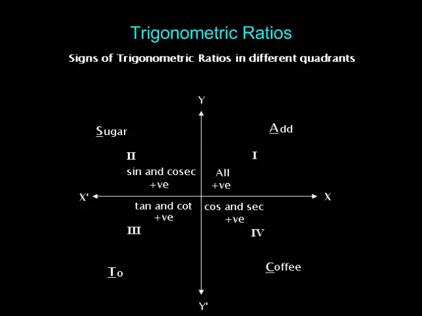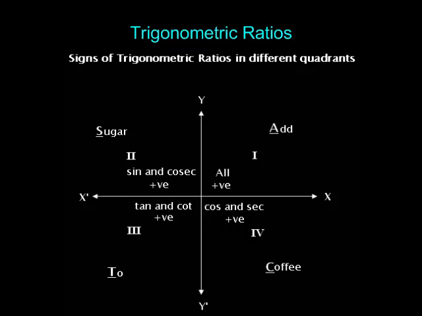Signs of the trigonometric ratios in different quadrants. The trigonometric ratios are defined in terms of x, y and r, where x, y are the coordinates of any point on the terminal arm of the angle theta and r is the length of OP. Since r is always positive, the signs of trigonometric ratios depend on the quadrant in which the point P lies. The following diagram shows only the positive ratios in the quadrants.